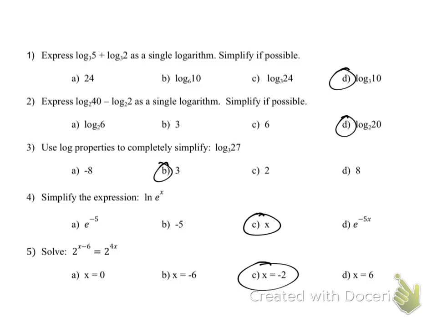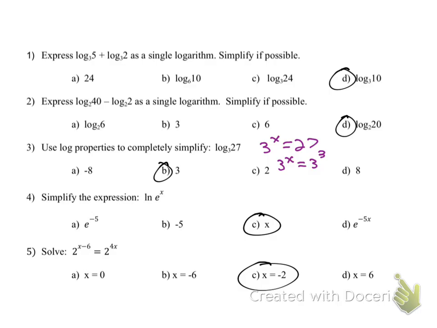Remember, we condense logs to a single logarithm. We multiply if it's addition. So that'll be 5 times 2 gives us 10. Number 2, that'll be 40 divided by 2, which gives us 20. So we have log base 2 of 20. Number 3, you can just put that in your calculator, or you can put it in exponential form. 3 to the x equals 27, which would be 3 cubed, which gives you x equals 3 there.